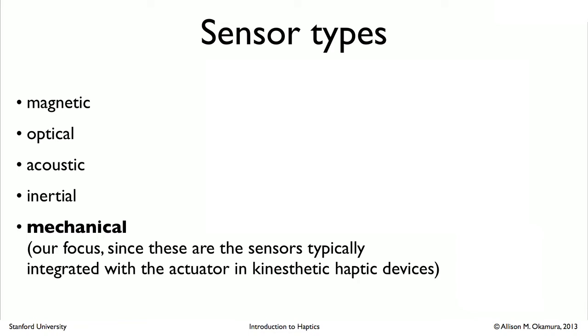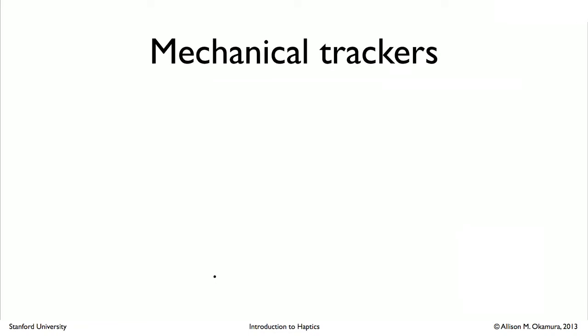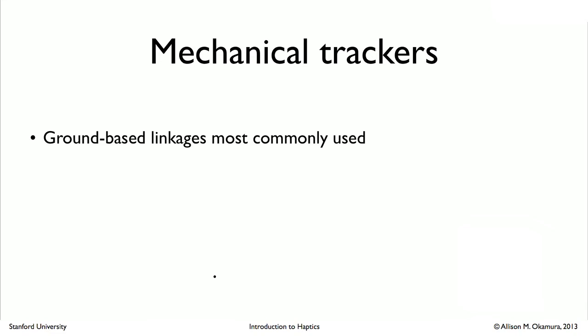In this class, we're really going to focus on mechanical sensors because these are what are typically integrated with an actuator on kinesthetic haptic devices. And in our case, that mechanical sensor is going to look like this. It's going to be a mechanical tracker. That is, it's a ground-based linkage.